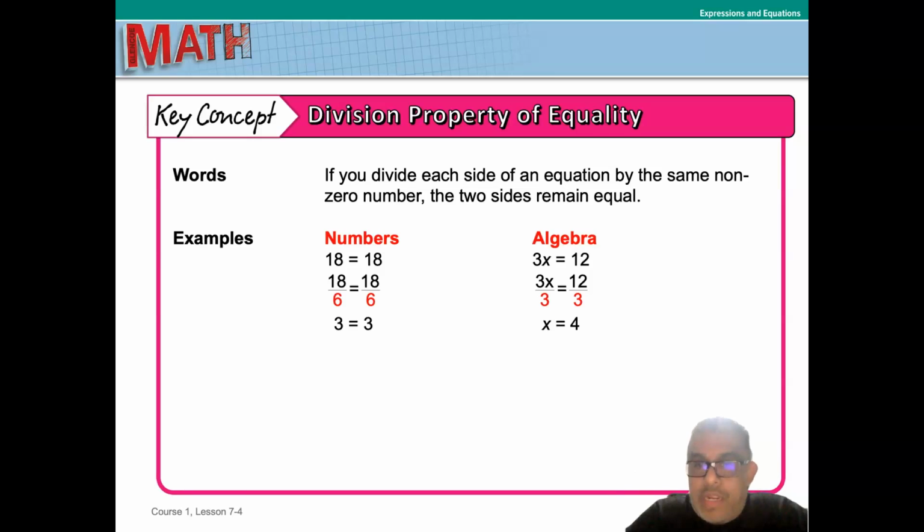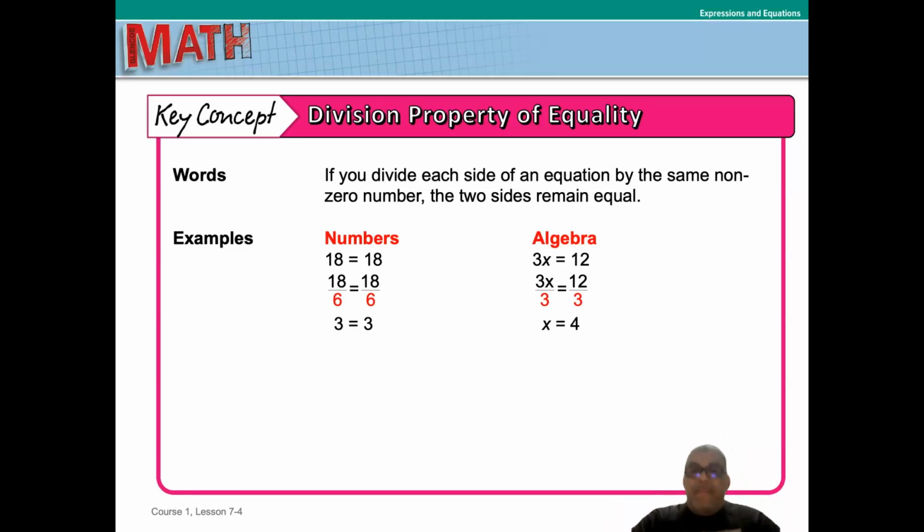An algebraic equation is different because we have a variable. This variable happens to be x. We don't know what that amount is. So this reads 3 times the quantity, the quantity being x, is equal to 12. You probably already did some mental math and you know that 3 times 4 is 12, but we're going to apply the division property of equality that tells us to divide both sides by 3.